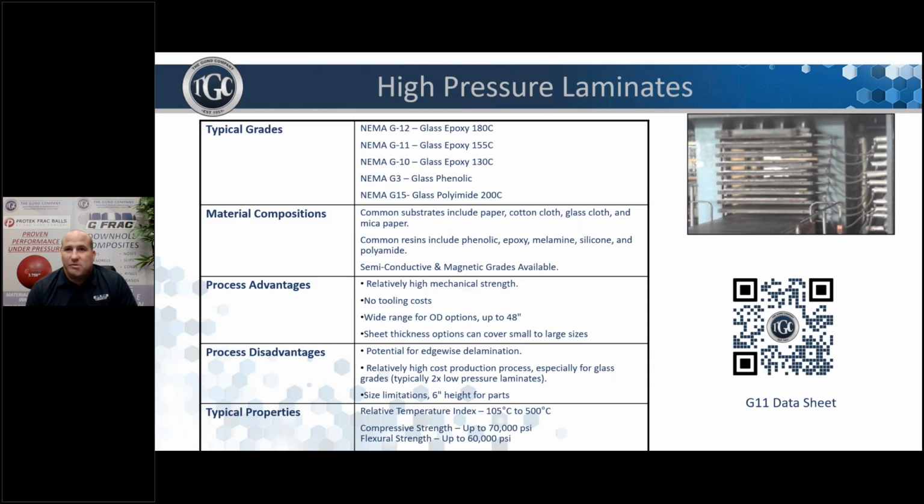Advantages for these are strength of material, high hoop and compressive strength. They also allow for a large range of OD sizes. Many sheets come in 48 by 48 inches or even 60-inch dimensions, so they can handle your large OD parts. And there's also no tooling required.